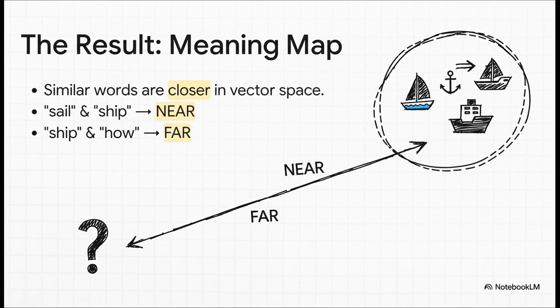And the result is just brilliant. On this new map we've created, words that have similar meanings, like sail and ship, end up with vectors that are super close to each other. They literally live in the same neighborhood in this crazy high-dimensional space. But words that are totally unrelated, like ship and how, they're miles and miles apart. You see? The network learned about context, and in doing so, it accidentally learned meaning itself.